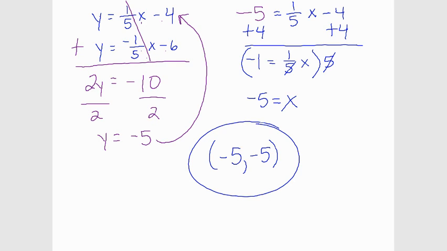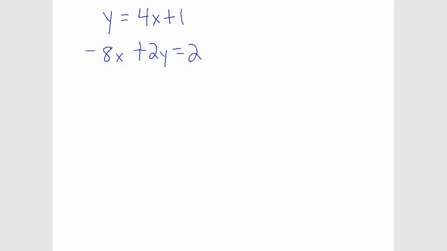So that problem was a little bit easier because we didn't need to multiply anything. We saw x had a positive and negative value, and their coefficients were opposite, so we could just combine them right off the bat.